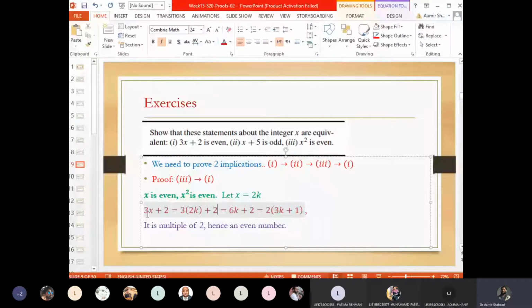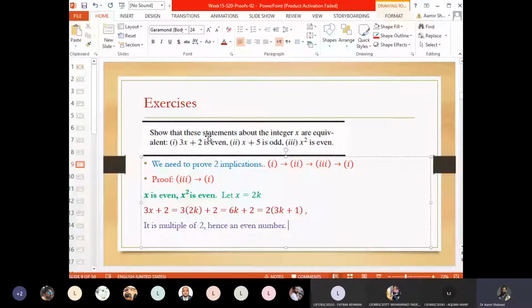3 times 2k, the value of x since x is an even number, plus 2. So this becomes 6k plus 2. From here we can take 2 as common, since 2 is a multiple of both, so 2 comes out: 2 times 3k plus 1. So 3x plus 2 is equal to 2 times 3k plus 1. It is a multiple of 2, hence 3x plus 2 is an even number. So 3 implies 1 holds.